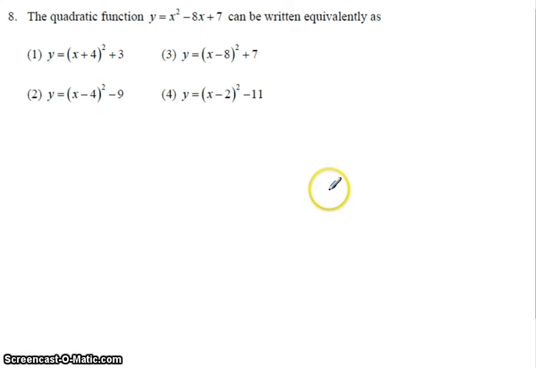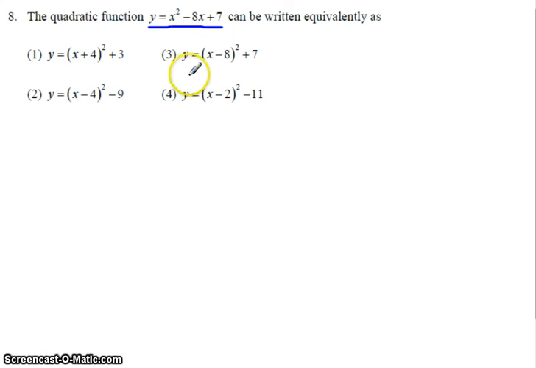Alright, number 8, another multiple choice question. It says the quadratic function y equals x squared minus 8x plus 7 can be written equivalently as, meaning which of these is the same thing? Well, this is a nice review of completing the square to put it into vertex form. This is the general form or standard form. We can tell because it's ax squared plus bx plus c. And these are all in vertex form.